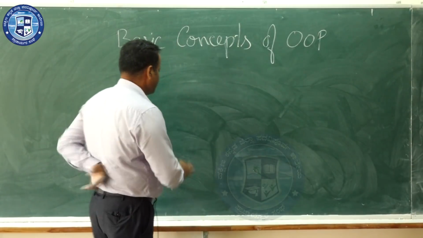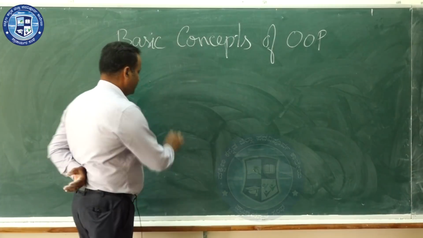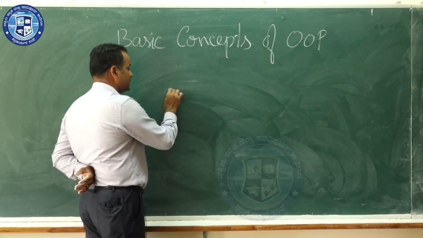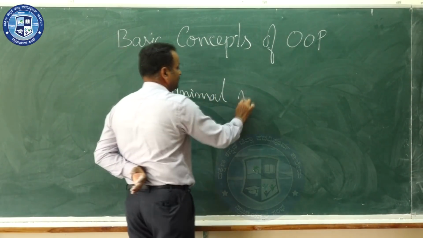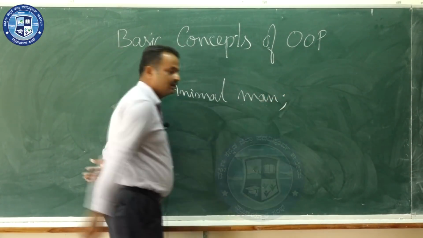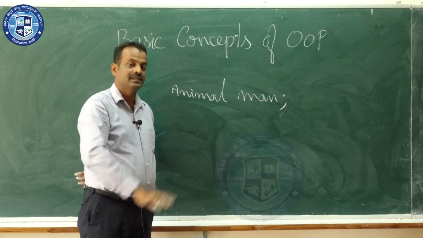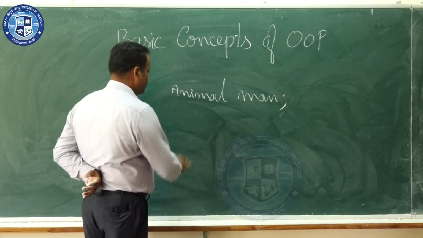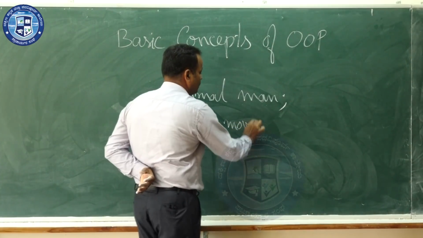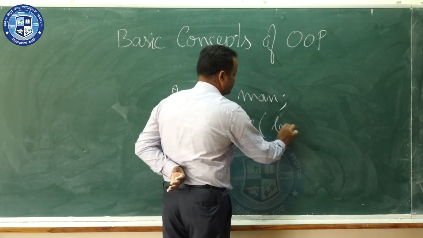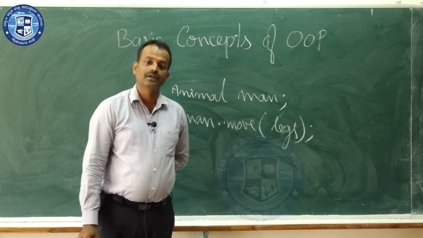Say for example, if I am going to call the move function on man, I need to declare the object. Animal man. So man is the object of the type class animal. Assume that the animal class has been defined. Then I can say man.move(legs). See, very simple, isn't it? So this is called message passing.